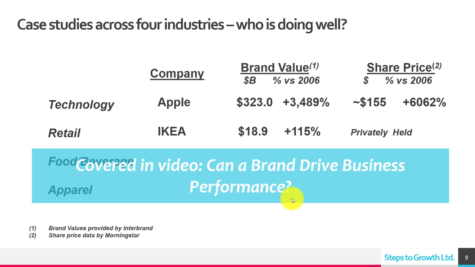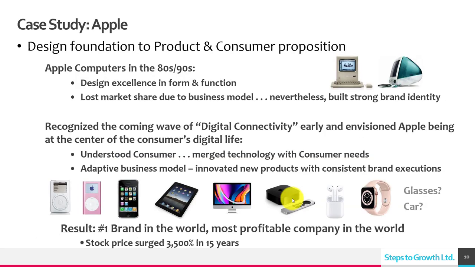Okay, so let's look at a bit more detail on each of these. So let's look at the case study of Apple. Apple's come from a design foundation, to product and consumer proposition. Apple computers in the 80s and 90s were about design excellence in form and function. However, they lost market share to the PC due to their business model. They didn't distribute it widely, they didn't license their software, and they were therefore relegated to niche segments of education and graphics and videos. Nevertheless, the people who did use them loved them, and they built a very strong brand identity.